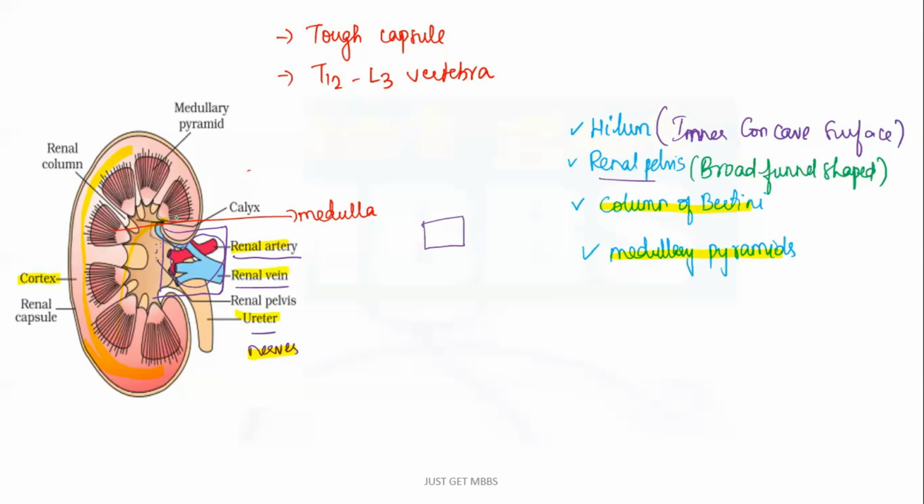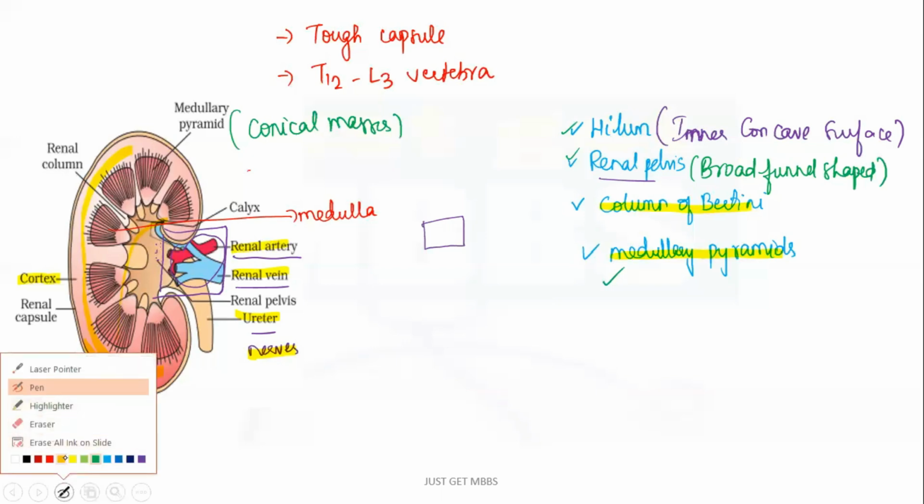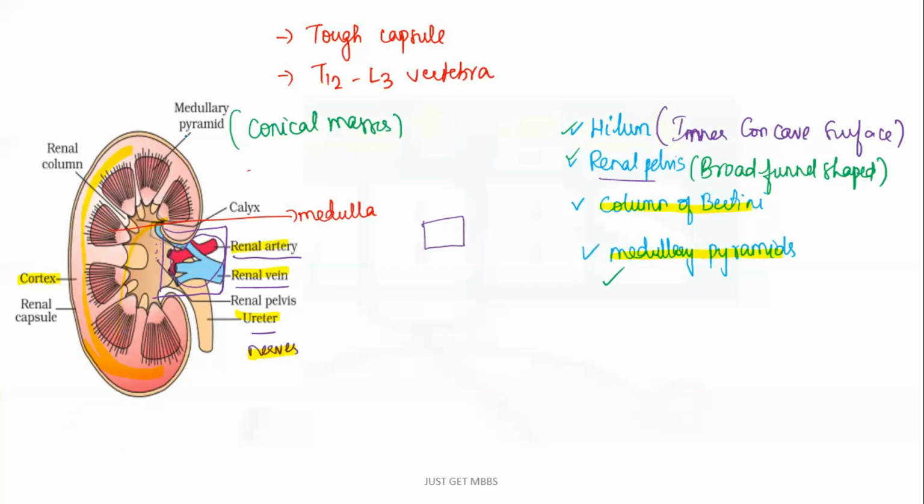Now, the next structure that I want to talk about is the medullary pyramid. What are these medullary pyramids? They are the conical masses present in the medulla. Nothing much. Now, important is the column of Bertini. With respect to the column of Bertini, what can be asked in your exams is: what is the column of Bertini? Which of the following statements are true with respect to the column of Bertini? The only point that you must know is, now we'll try to highlight these spaces. If you appreciate here, we have got some spaces, right? So these spaces.